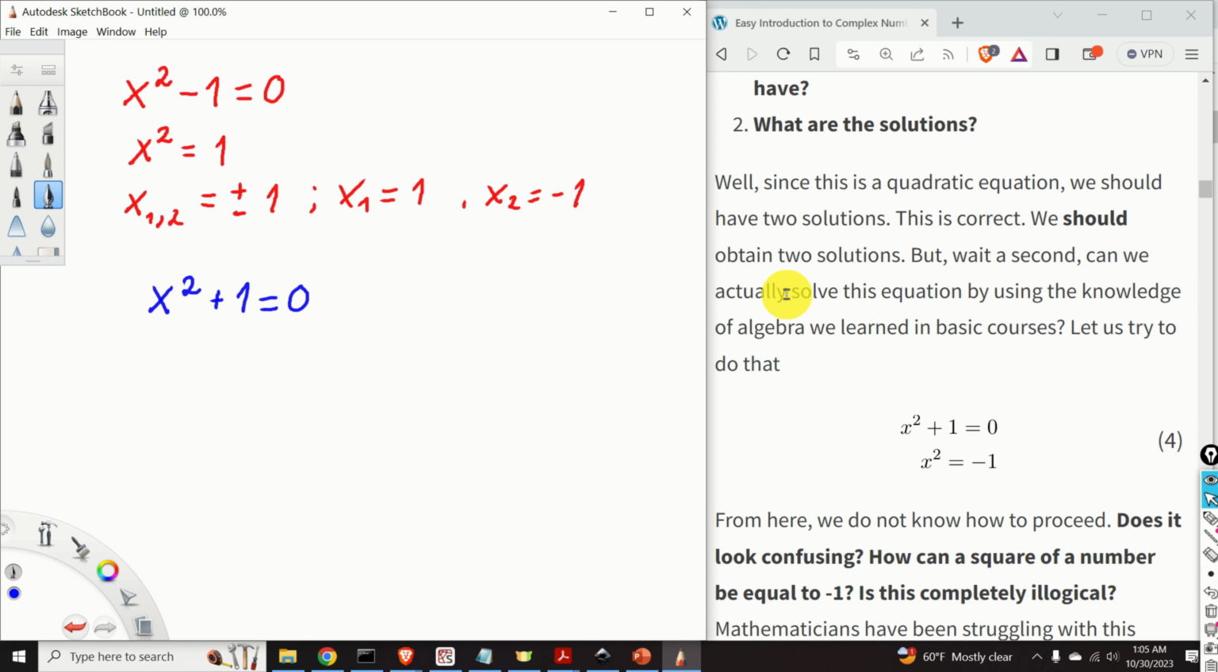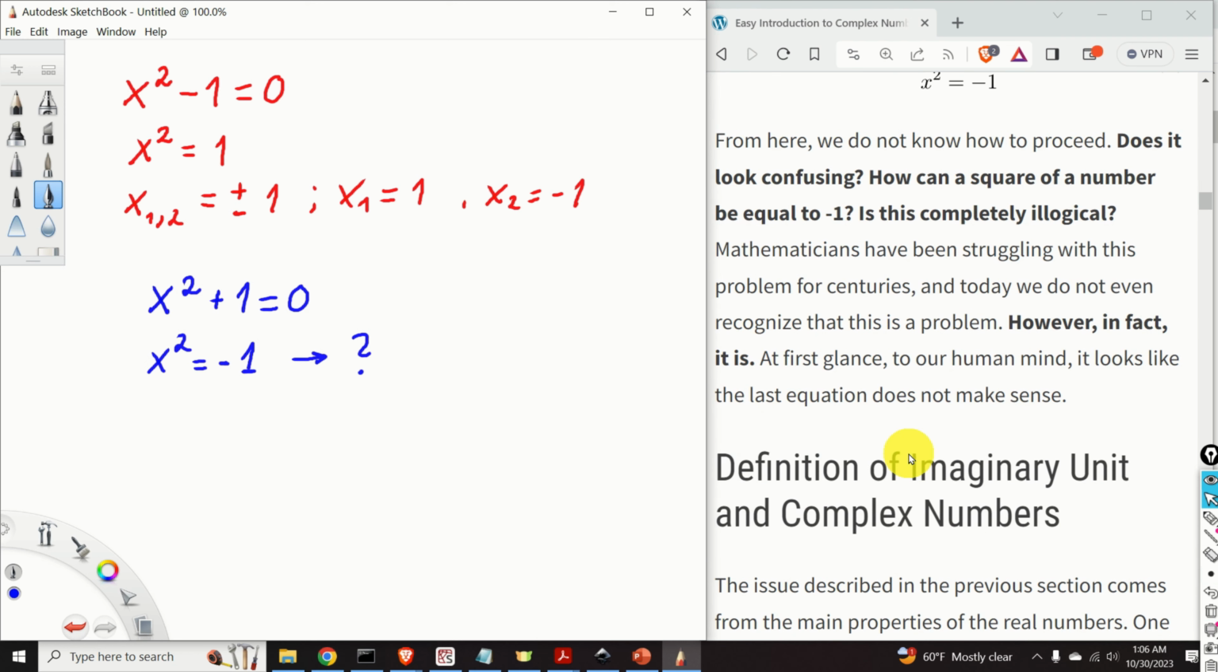But wait a second. Can we actually solve this equation by using the knowledge of algebra we learned in the basic courses? Let's try to do that. Start from this equation and then we can write x squared is equal to minus 1. From here, we don't know how to proceed. So how to go from here? How to compute x? Does it look confusing? How can a square of a number be equal to minus 1? Is this completely absurd and illogical?